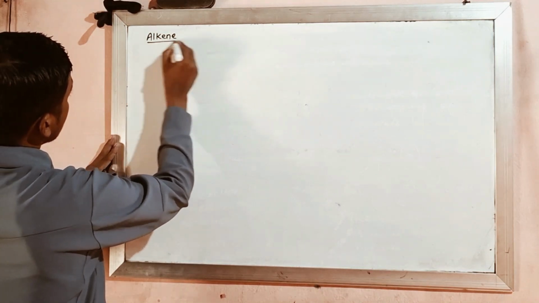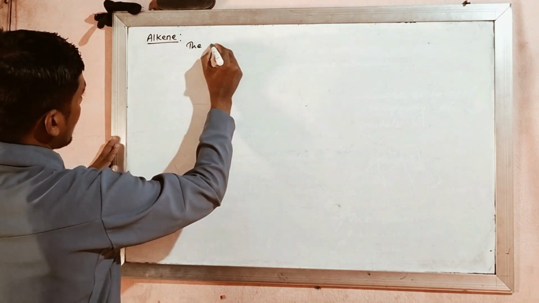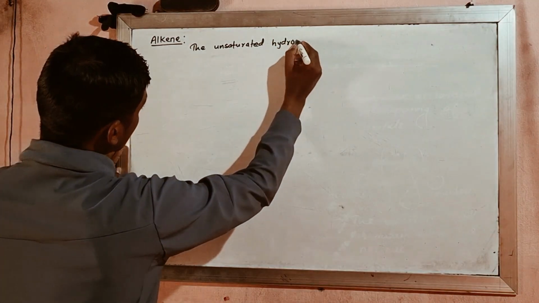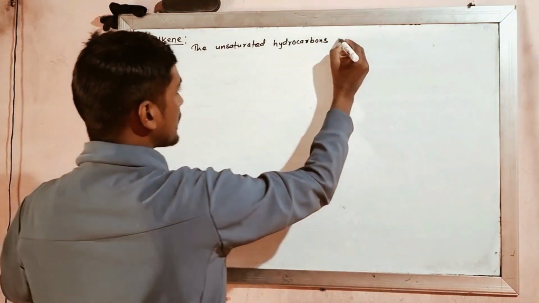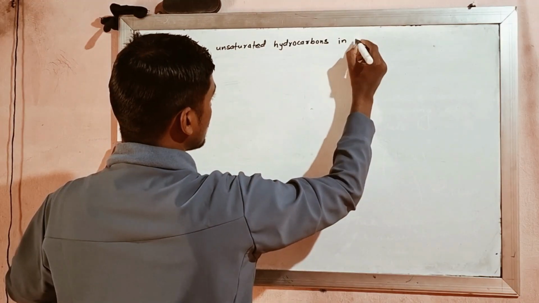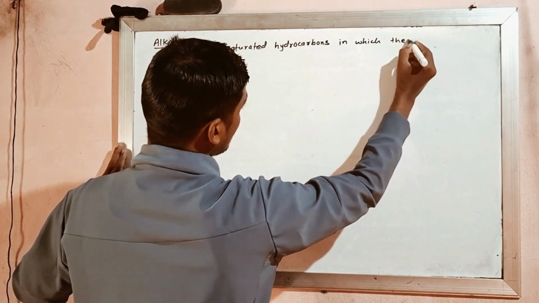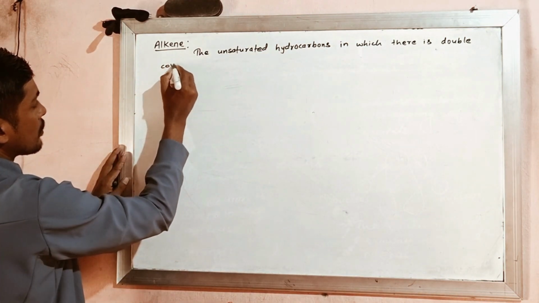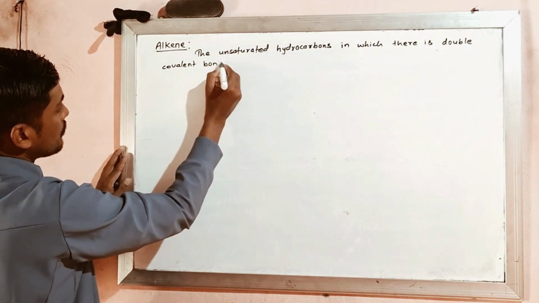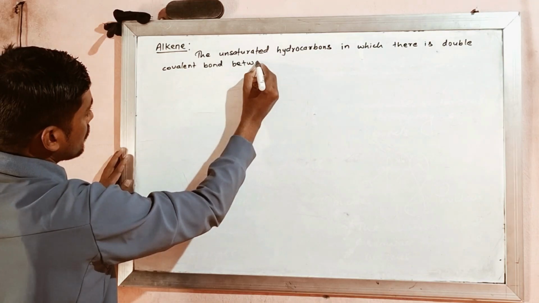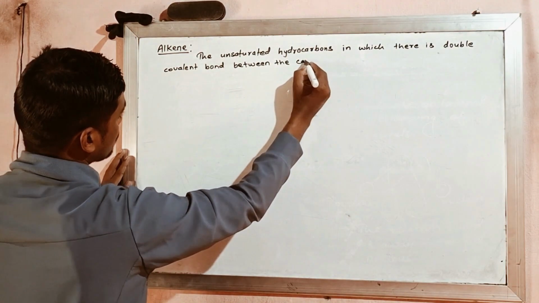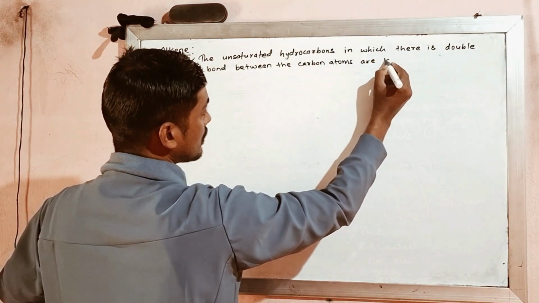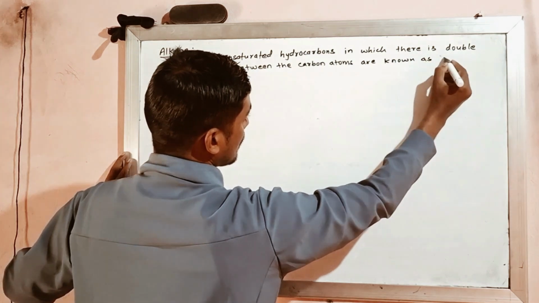Alkenes. The unsaturated hydrocarbons in which there is a double covalent bond between the two carbon atoms are known as alkenes.